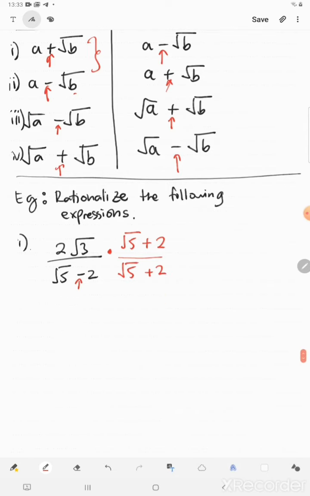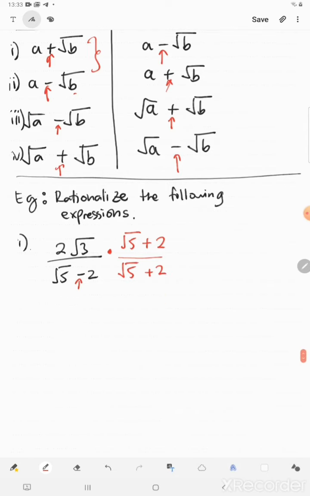Nampak senang tak? Maksudnya jawapan akhir yang kat bawah ni tadi dah tak ada radical sign. So means that kita dah apply lah rationalizing. Okay, where yang ini adalah basic, kena multiply dengan opposite sign. Okay, second one.